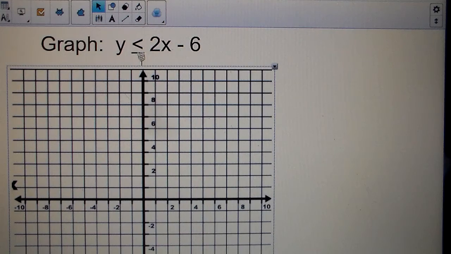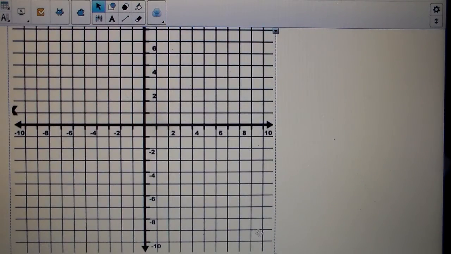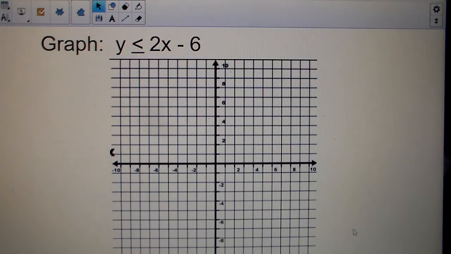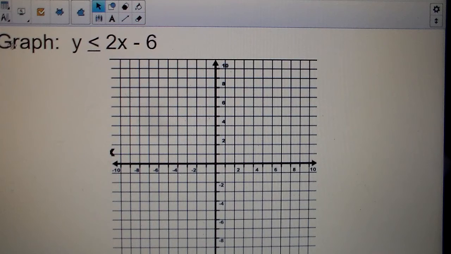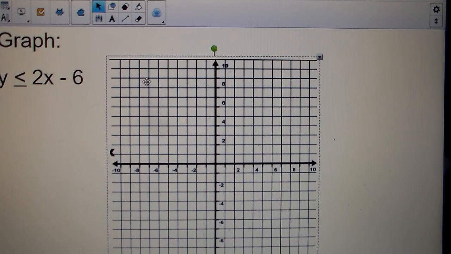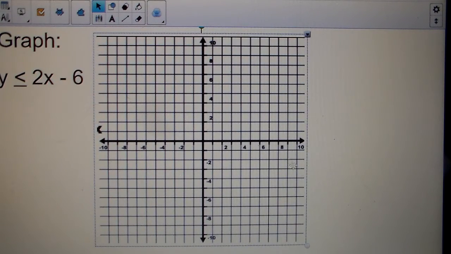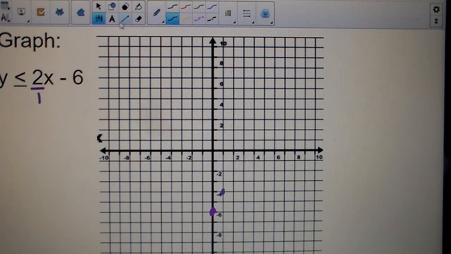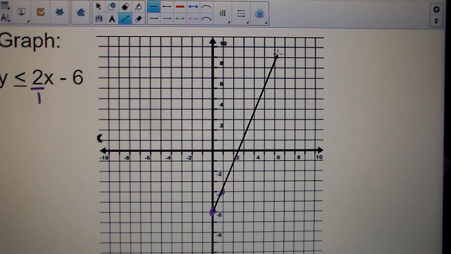Alright, so this one now we have less than or equal to, so that's going to be a solid line. Try to make the graph as big as I can. So we have y is less than or equal to 2x minus 6. So we have the coordinate -6, so we plot a coordinate at -6. The slope is 2 over 1, so we go up 2 over 1. And we have our nice line here.